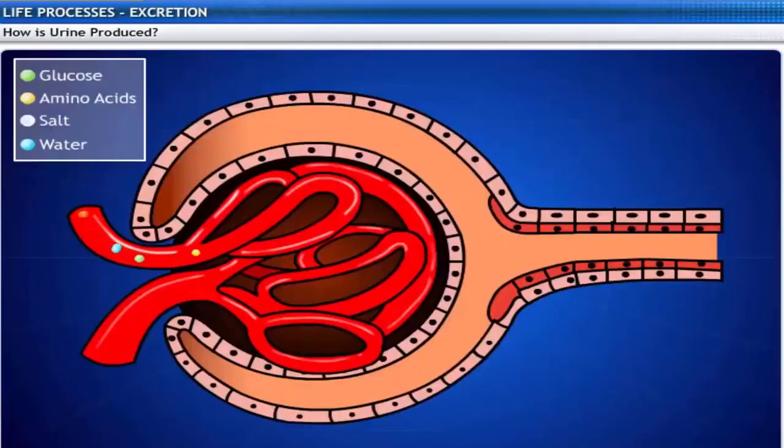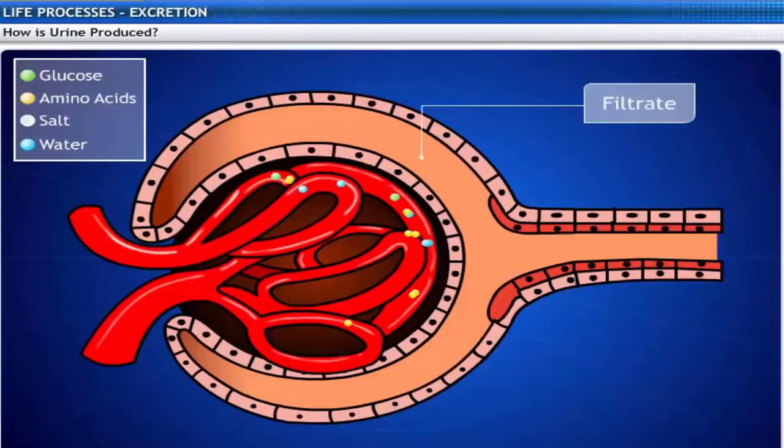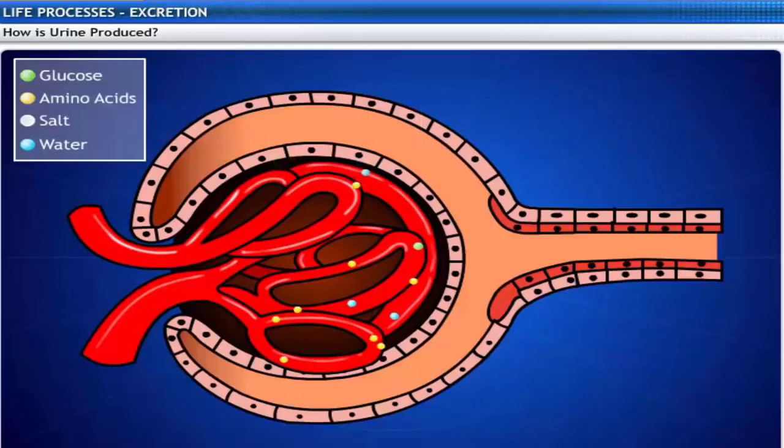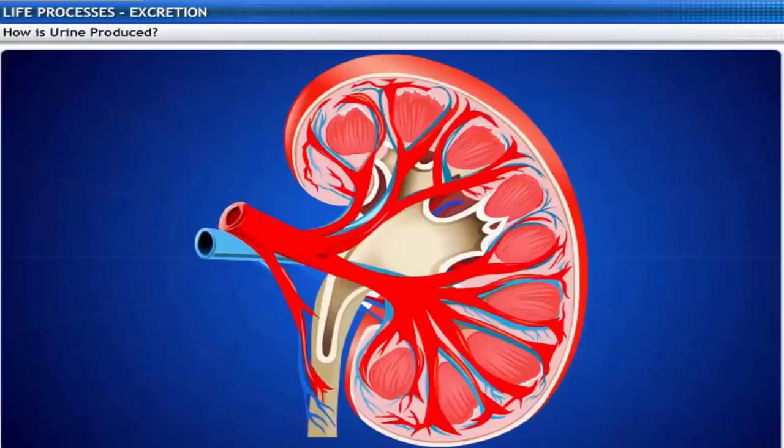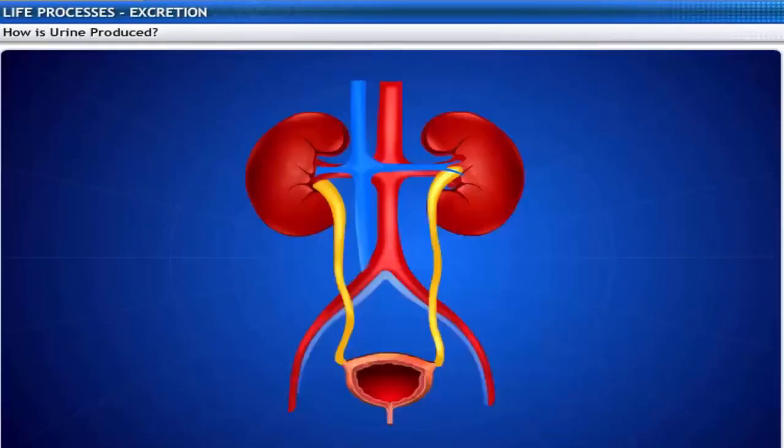Further substances not required by the body may be secreted into the filtrate by cells of the nephron before it leaves the kidney. Next, the urine is poured into the collecting duct. Then the urine flows from the medulla into the pelvis of each kidney. Finally, through the ureter, urine is drained into the bladder.